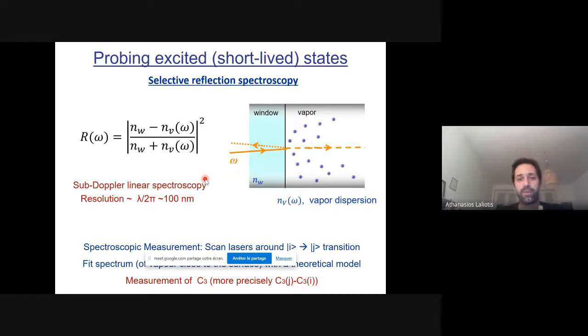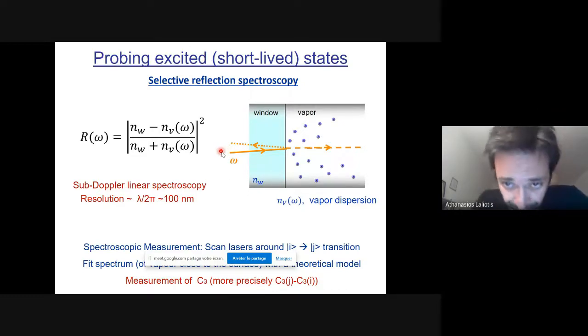Okay, what is our measurement? One of our techniques for measuring is selective reflection spectroscopy, and the way this works is relatively simple. You have a cesium vapor cell, and this is a window, and here there's the atomic vapor, let's say cesium vapor. And what you do is you measure the reflectivity from the window-vapor interface.